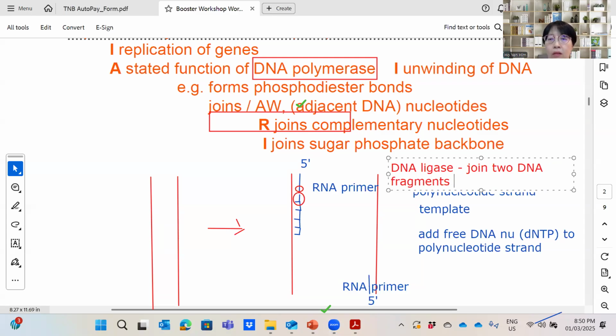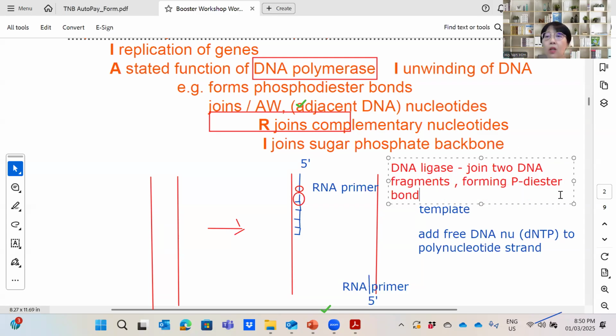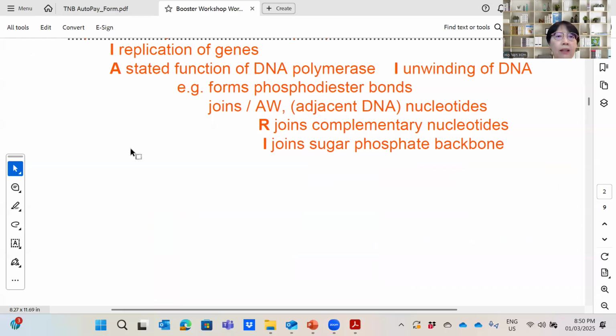fragments by forming phosphodiester bond, okay? So DNA ligase does not join nucleotide to polynucleotide. It joins two polynucleotide fragments together, okay? So there's a slight difference between the DNA polymerase function and DNA ligase function that you need to know very well here, okay? So having explained all this, let's go to the answer.